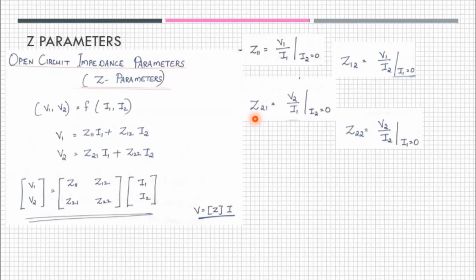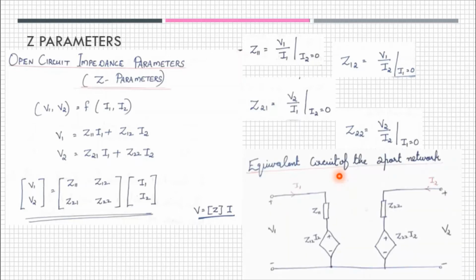Then the fourth term is Z22. From this equation, we can write Z22 equal to V2 by I2 when I1 is 0. I1 0 means input port is open circuited. Hence, Z22 is known as open circuit driving point impedance with input port open circuited. Otherwise, it is known as open circuit output impedance.